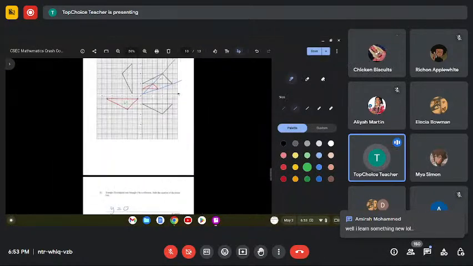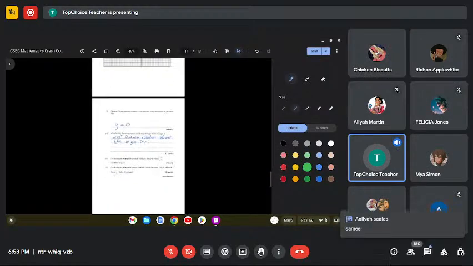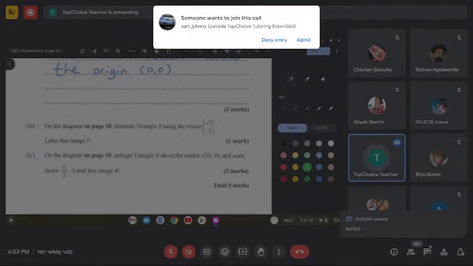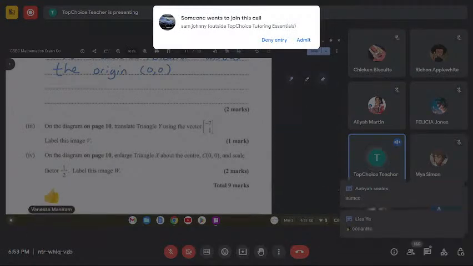Right, so thank you. Now, last question for 2 marks on the same graph paper we've been working on all the time. Enlarge triangle X about the center and scale factor half and label that W. This one might be confusing for students. This is an enlargement question.